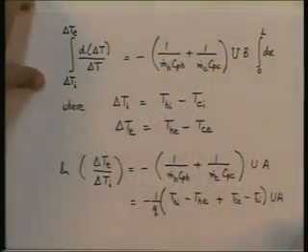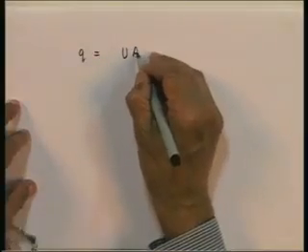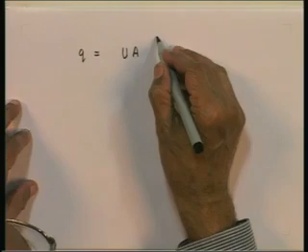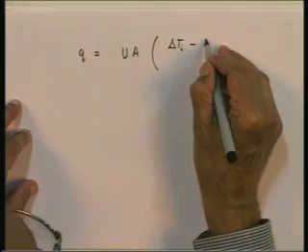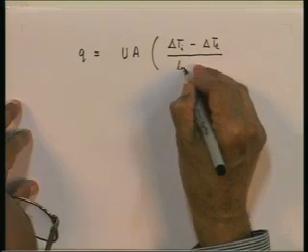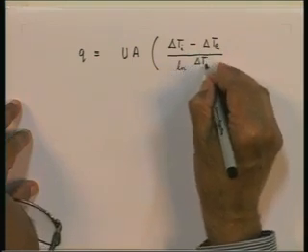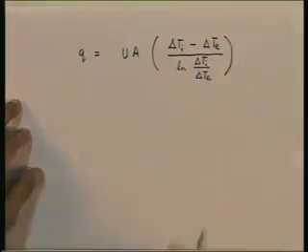So, I can further simplify and finally get my expression which I am looking for. I get q is equal to, now the expression in the final form is q is equal to u A delta T I minus delta T e divided by the logarithm to the base e delta T I by delta T e. That is the final expression that I get.